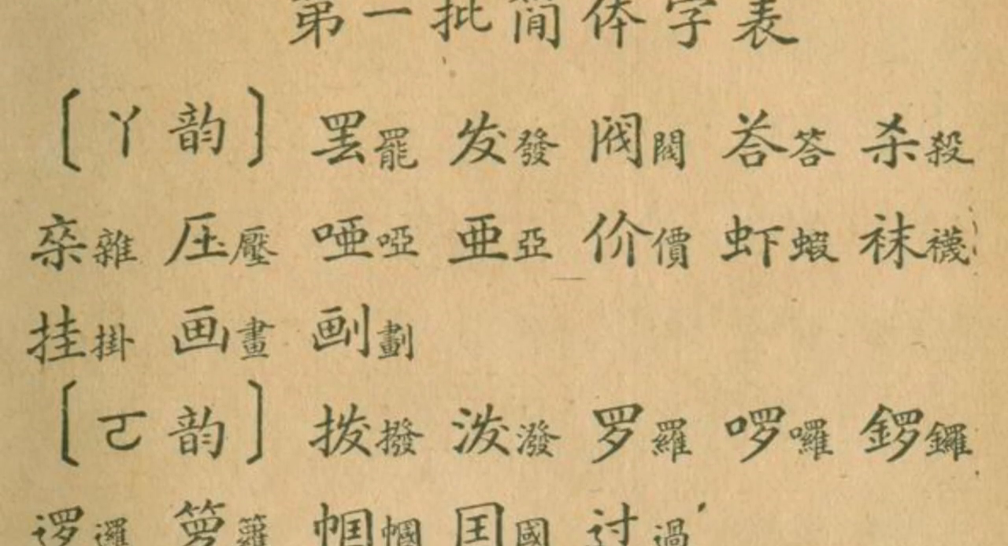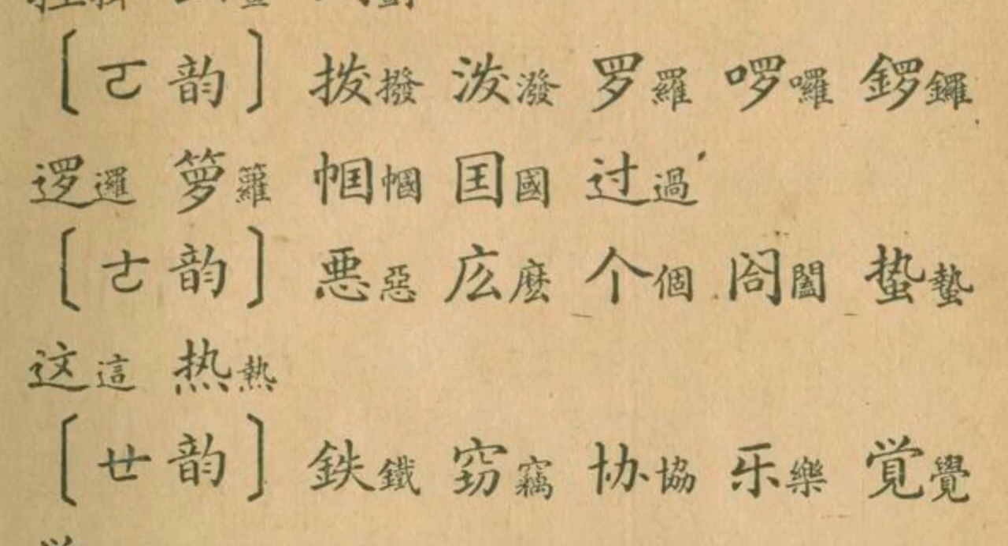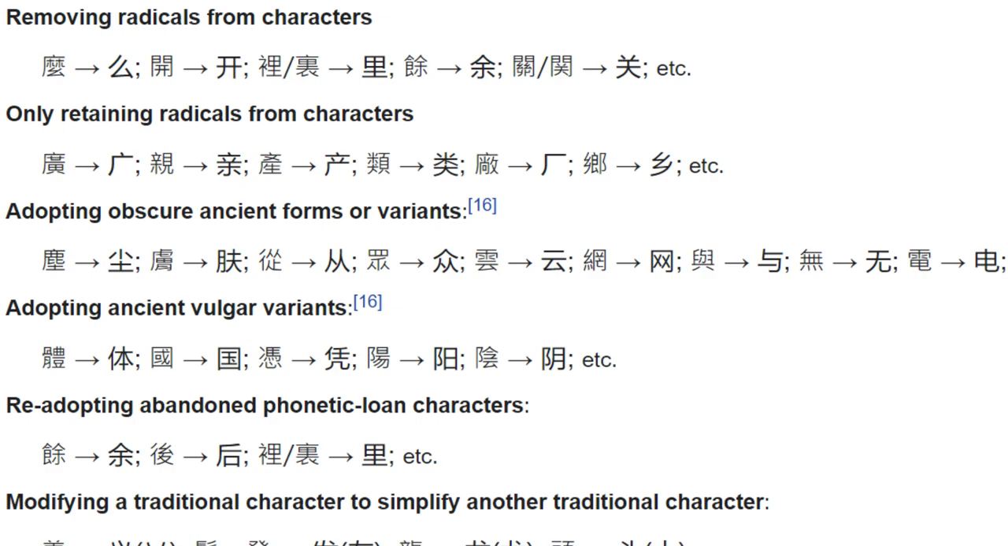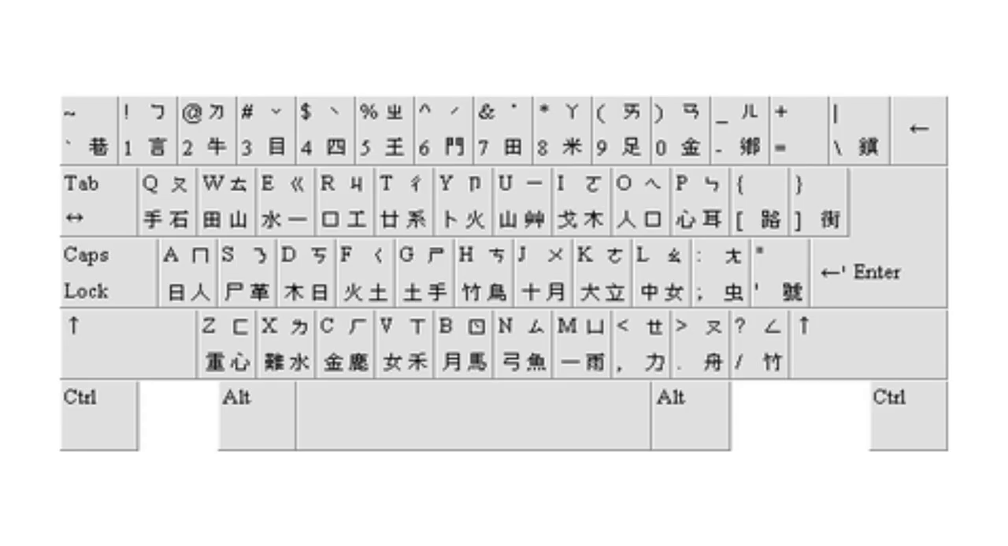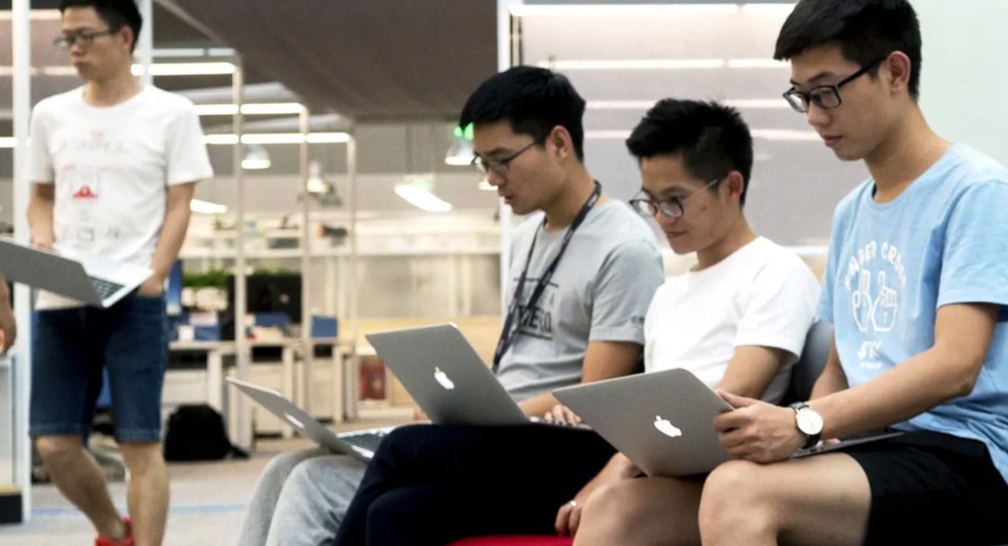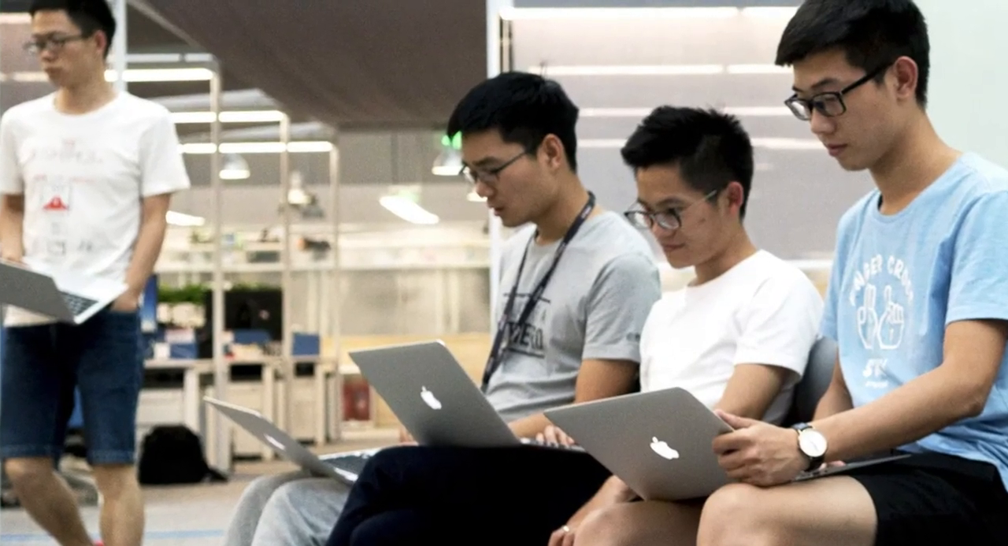As a result of this, a new version of Chinese writing, known as Simplified Chinese, was developed. This allowed for more reasonable keyboards to be developed, and also allowed for computer code to be interpreted in a way that Chinese speakers could interact with.